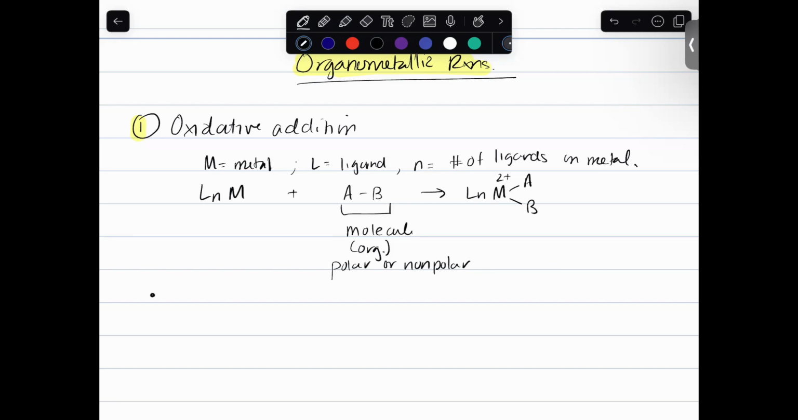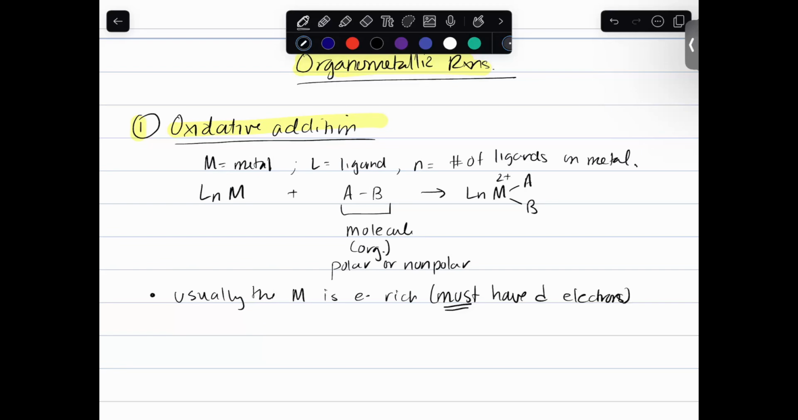So a couple of things when it comes to oxidative addition. Let me highlight this. Usually the metal is electron rich, so it must have d electrons, which in turn, of course, means that it cannot be d0. It cannot come in with no electrons whatsoever.